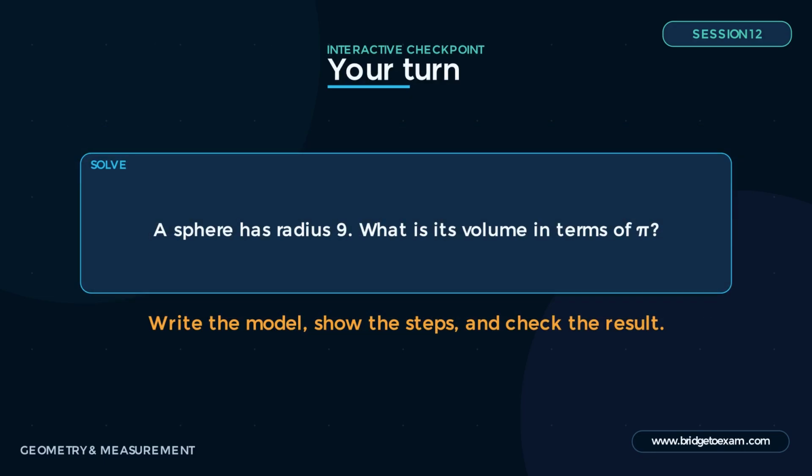Now it is your turn. A sphere has radius 9. What is its volume in terms of pi? Write a formula or relationship before calculating, then use the next 6 seconds to finish your reasoning.